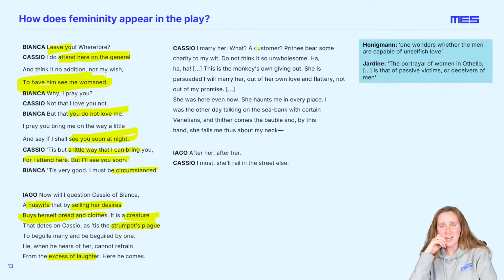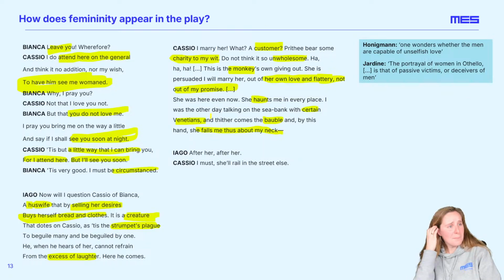I marry her? What? A customer? Prithee, bear some charity to my wit. Do you not think it so unwholesome? Ha ha ha. This is the monkey's own giving out. She is persuaded I will marry her out of her own love and flattery, not out of my promise. She was here even now. She haunts me in every place. I was the other day talking on the sea bank with certain Venetians, and thither comes the bauble, and by this hand she falls me thus about my neck.